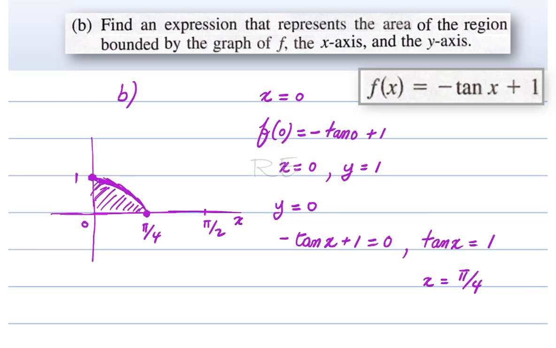So the expression that represents this area will be the integral from 0 to pi over 4 of f of x, which is negative tan x plus 1, dx.